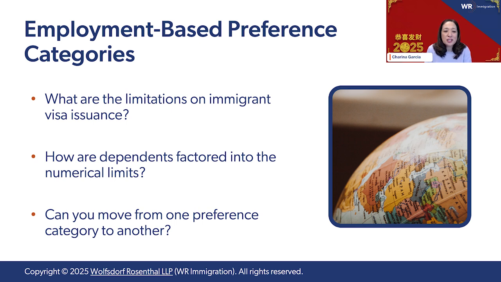Like if you're in the EB2 lane and then you see the EB3 becomes faster, and then you want to move to the EB3 lane. That's a very common occurrence in our field. We can go to the next slide.